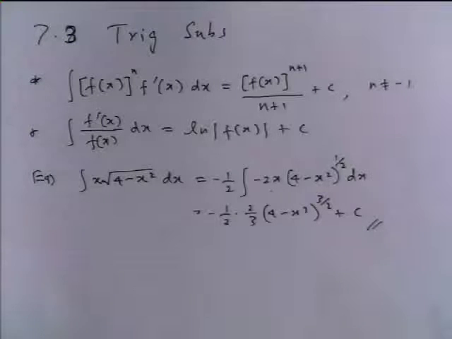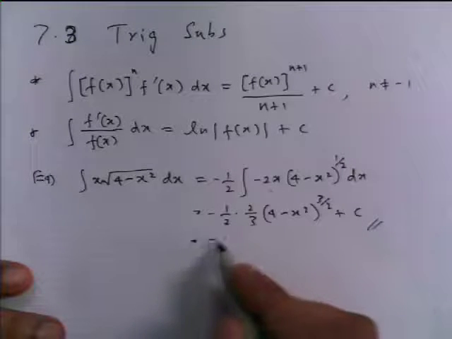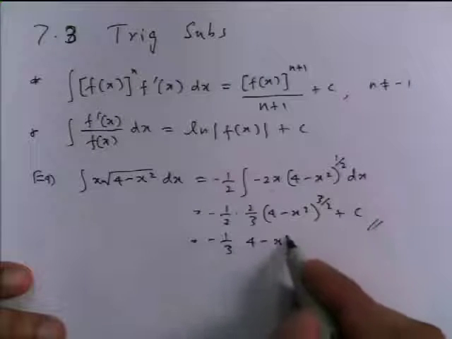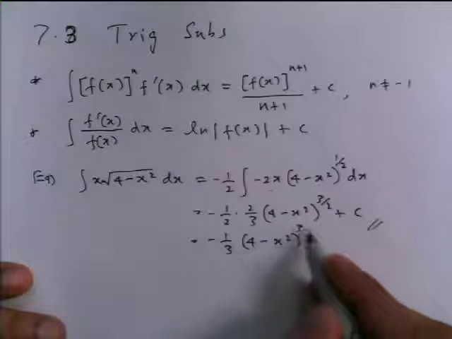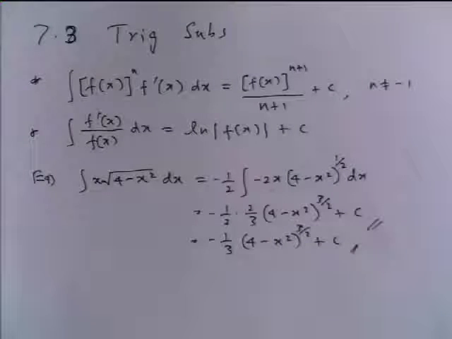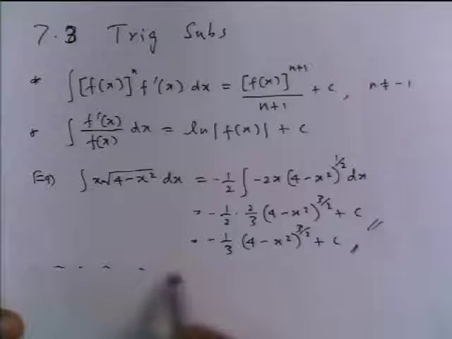You can simplify just a little bit: negative 1/3 times 4 minus x squared to the 3/2. So you don't need to do substitution, you can just use the power rule or shortcut formula. But the problem is not this.